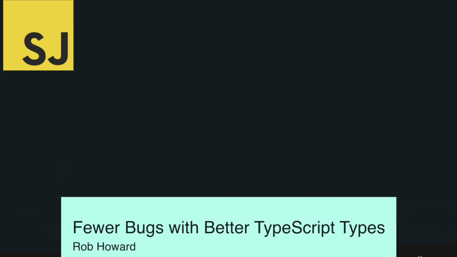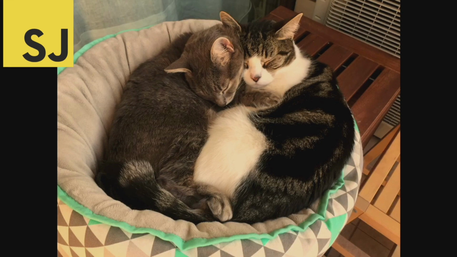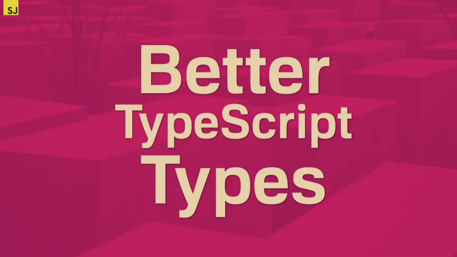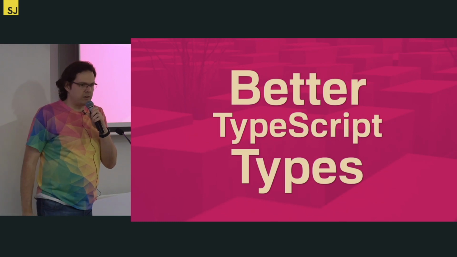Hi, these are our cats. So I just figured I'd start with that and then move on to the actual topic, which has nothing to do with cats. So yeah, this is talking about using TypeScript to get fewer bugs, or at least discover the bugs a little quicker.